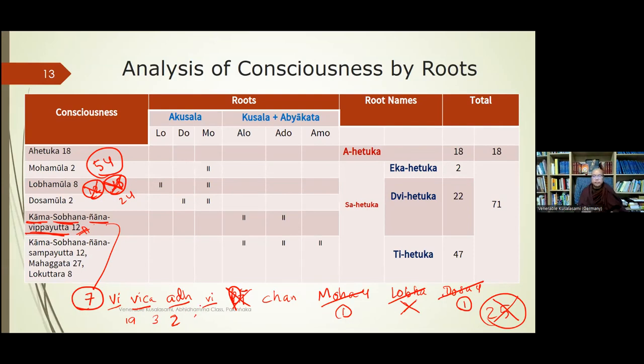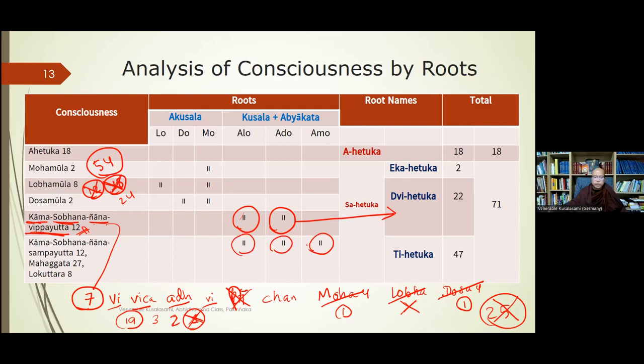But the real name of this mental factor is Panyendriya. So out of all these mental factors, you have only Alobha and Adosa here. No Amoha, because there's no Panyendriya. So that's why these two also are Dvihetuka. So the rest of the consciousness has three roots.